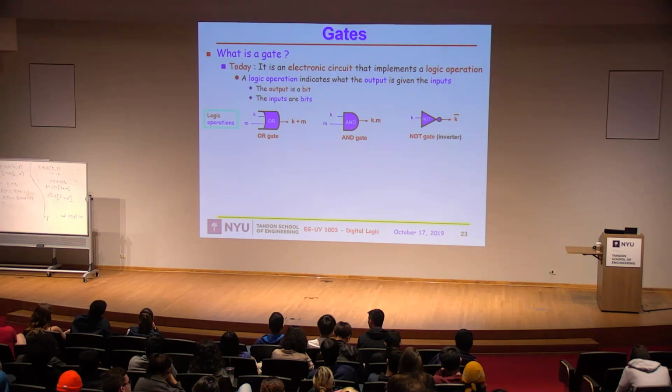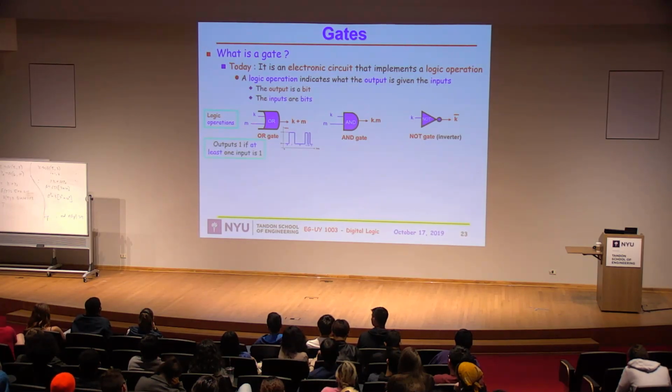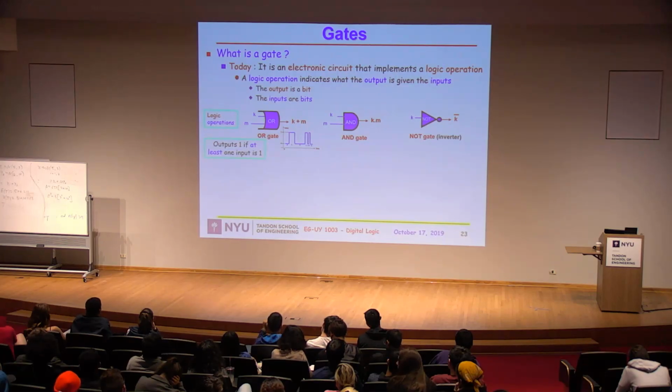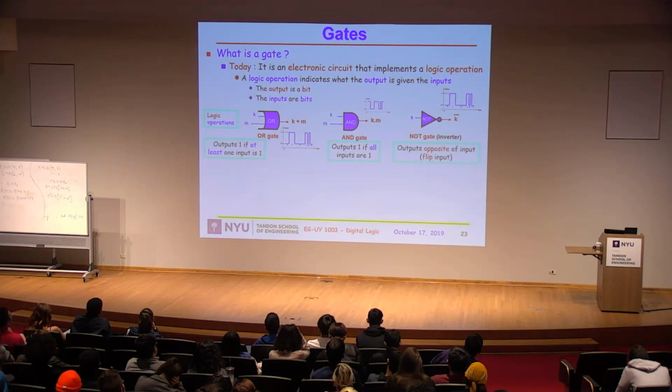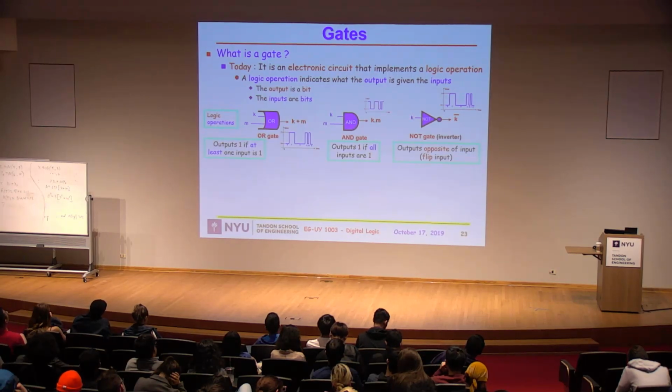OR gates output a 1, everybody, when one input is 1. Just one input is enough to raise the output to 1. How about AND gates? They output a 1 if all the inputs are 1. Here you have all the inputs that must be 1. Your NOT gate outputs the opposite of the input. So if the input is 1, the output is 0. If it is 0, the output is 1.